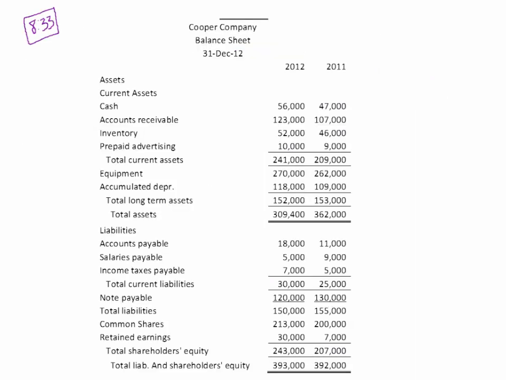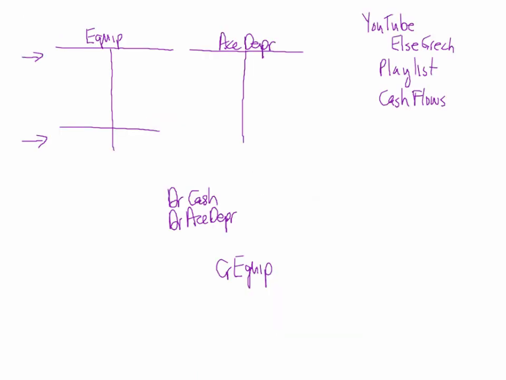So here we go. I'm looking at the equipment. The balance in the prior year was $262, and the current year is $270. This is the opening balance, and this is the closing balance. So I'm just going to plug it in. Also, this is the opening balance for accumulated depreciation, and this is the closing balance for accumulated depreciation. So I'm just going to fill those things in to my T-account.